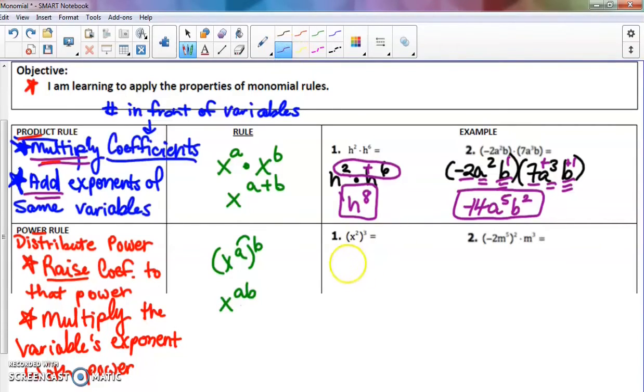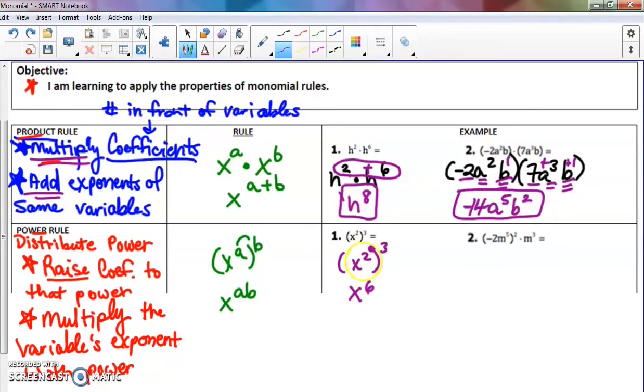Now to see it over here for the examples, we start off with x squared being cubed. Because we don't have a coefficient, I should have said that over here too. This one doesn't have a coefficient in front, so you don't have to worry about that first star. So now we're just going to multiply those exponents. So multiply the exponent to the power. So 2 times 3 will give us 6. So it'll be x to the 6th power.